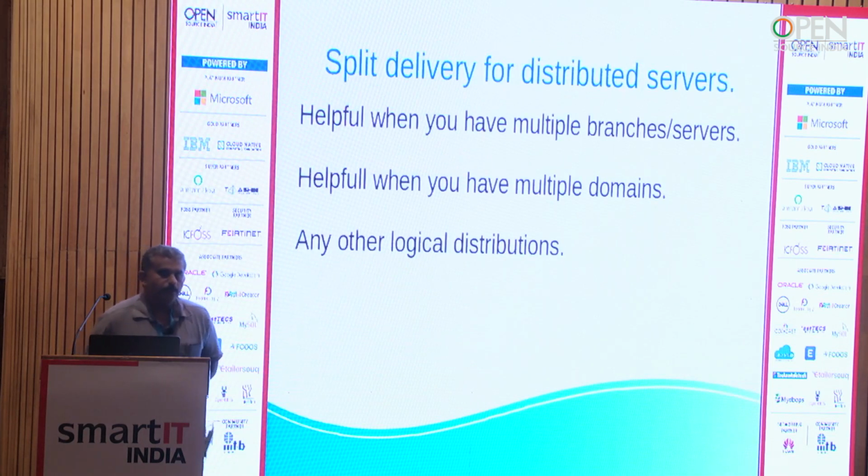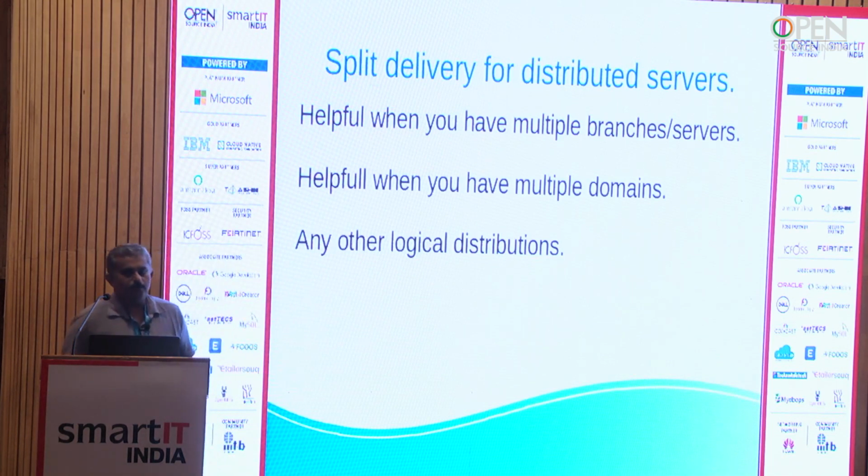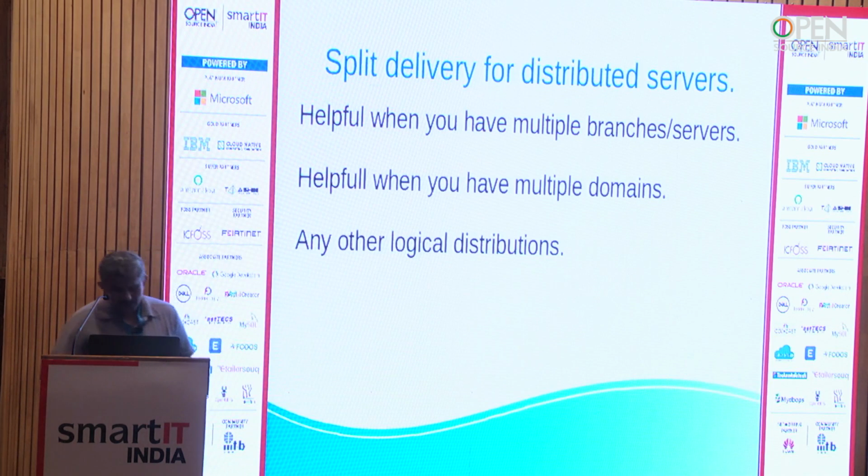Another advantage of split delivery is with distributed servers. When you have multiple branches, like branches in Chennai and Mumbai, say for example one server is in Mumbai and another server is in Chennai, you can still use the MX record pointing to G Suite and redirect your mailboxes according to subdomain, according to groups. Any regular expression we can use for the rules, or we can use any logical distribution.